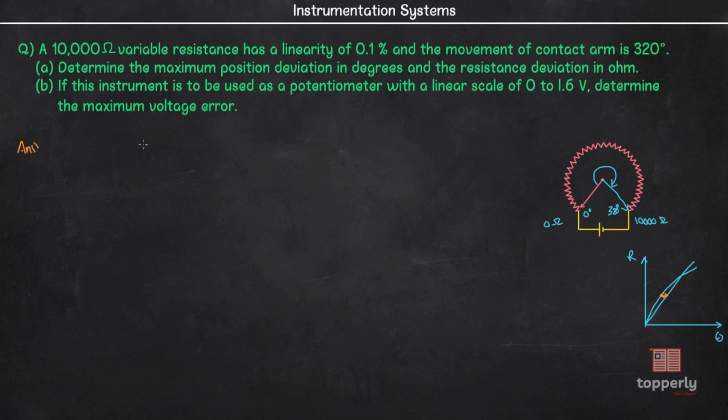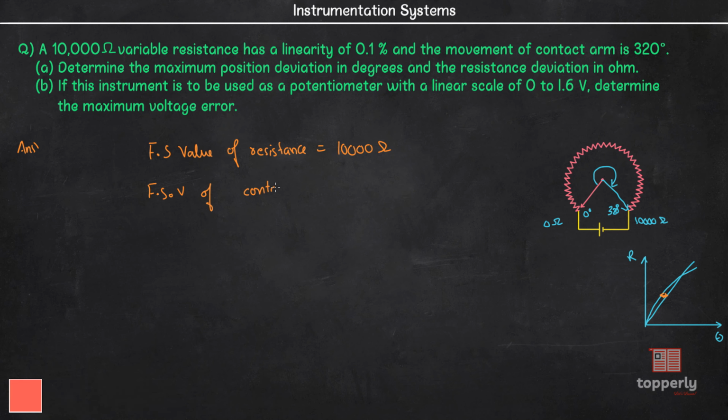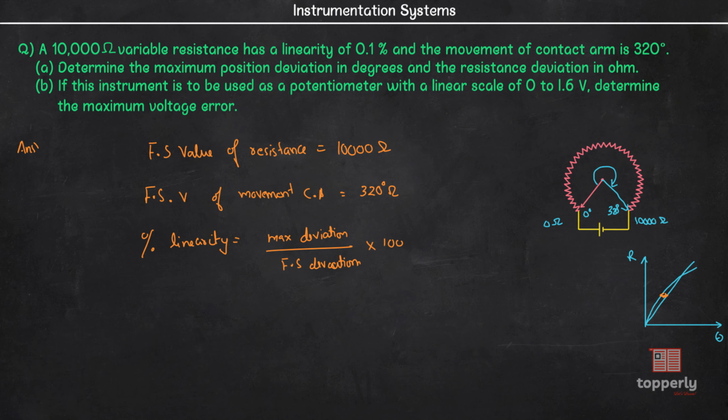Full scale value of resistance is 10,000 ohm, and full scale value of rotation of contact arm is 320 degree. Now we are asked to determine the maximum position deviation in degrees.